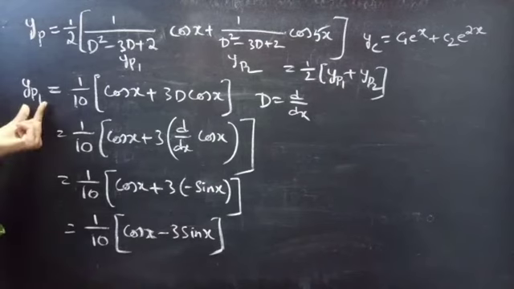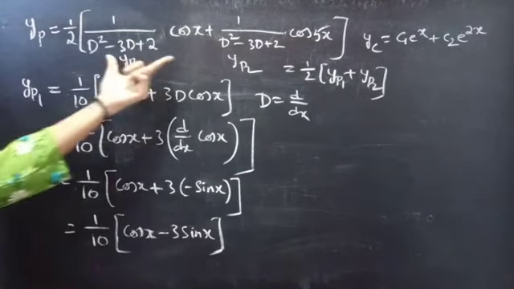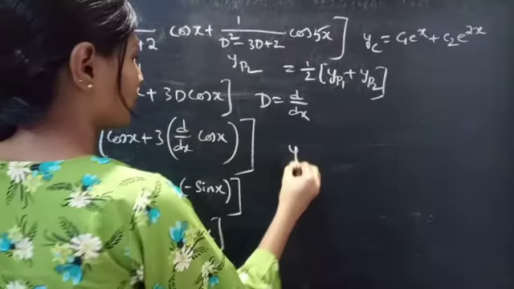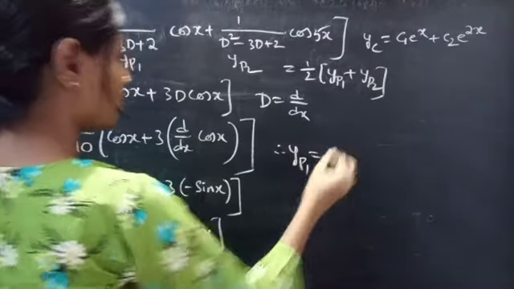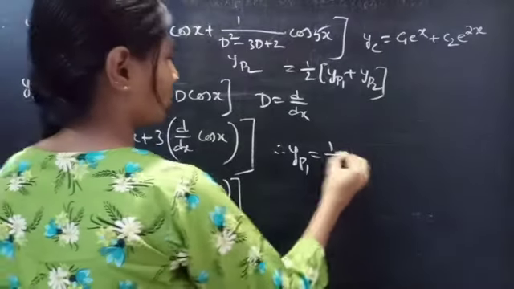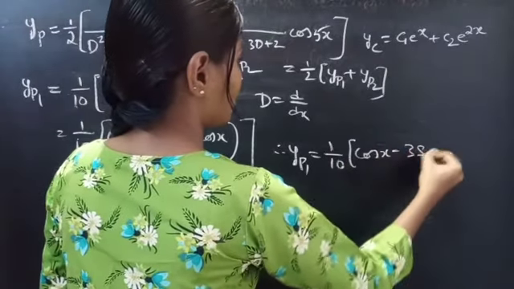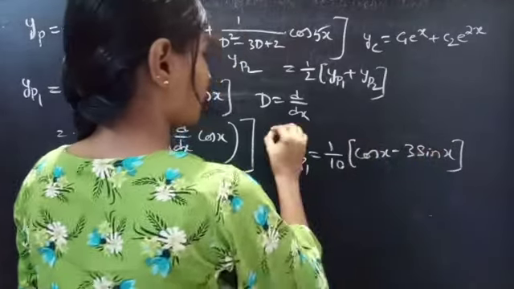Therefore, the value of yp1 is 1 by 10 into cos x minus 3 sin x.